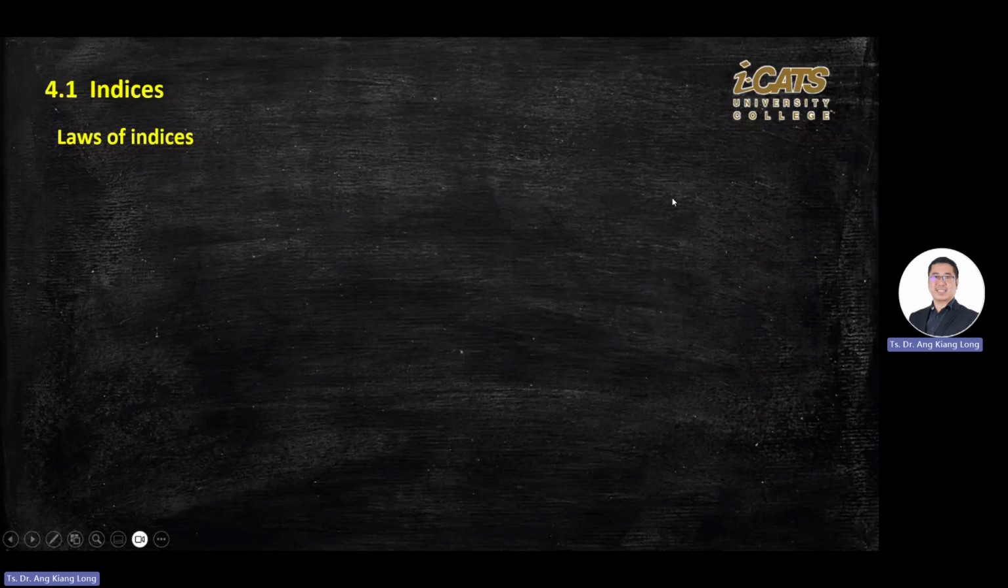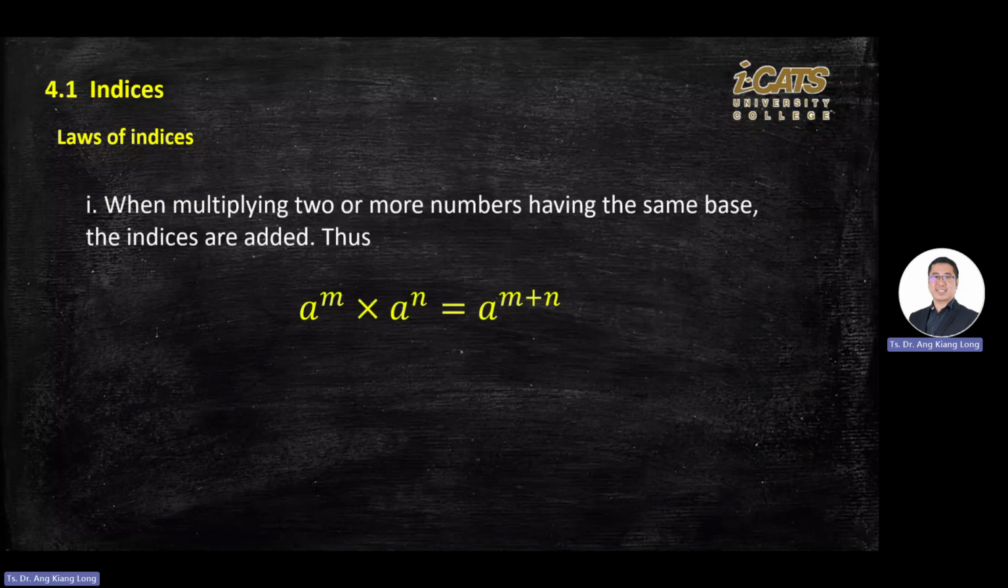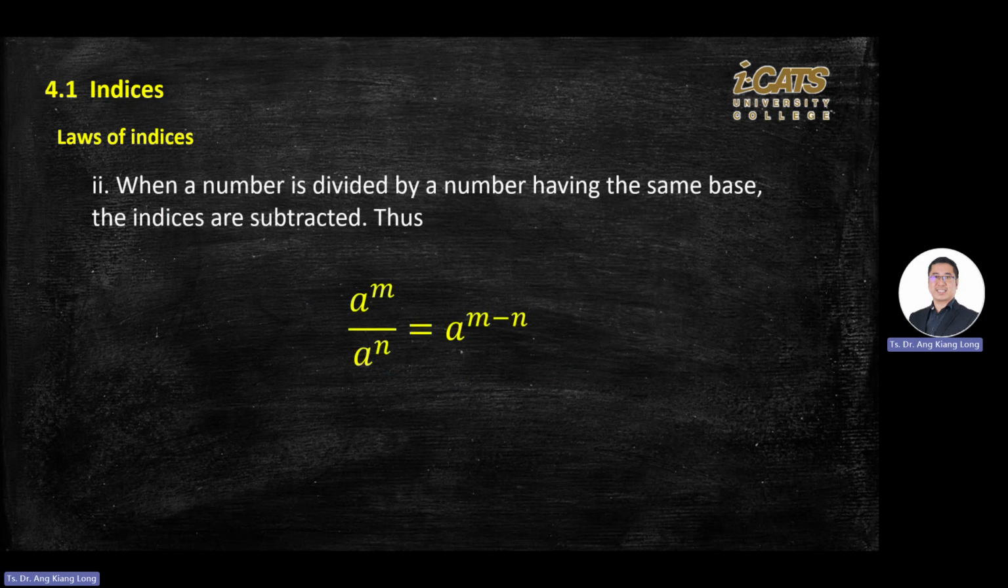Okay, recap. Yesterday, we have gone through a few laws of indexes, right? The first one, if you take the same base with a different power, m multiply n, you add the power component. Second one is division. If you have the same base and different power, you minus the power component.